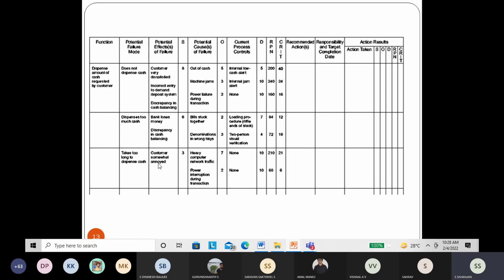Here, detection: too long a time. Detection, we will not. This failure mode, we don't know. It is very difficult to detect too much time. That's why they gave that term. So the risk priority number we are calculating.